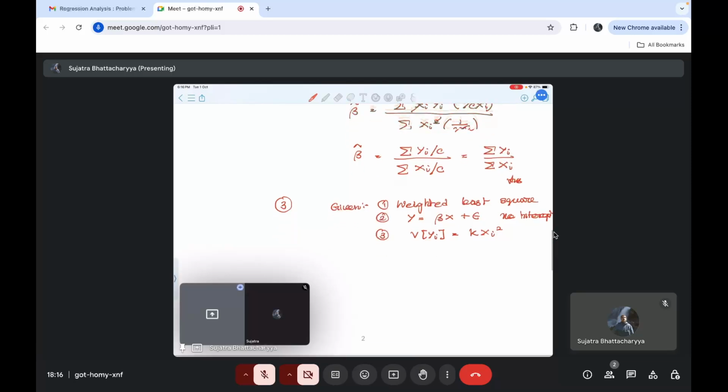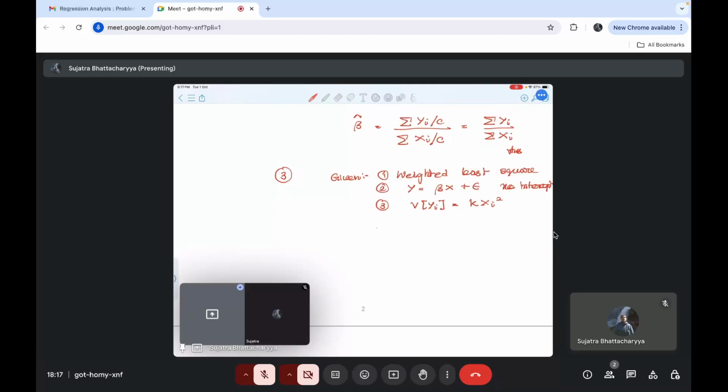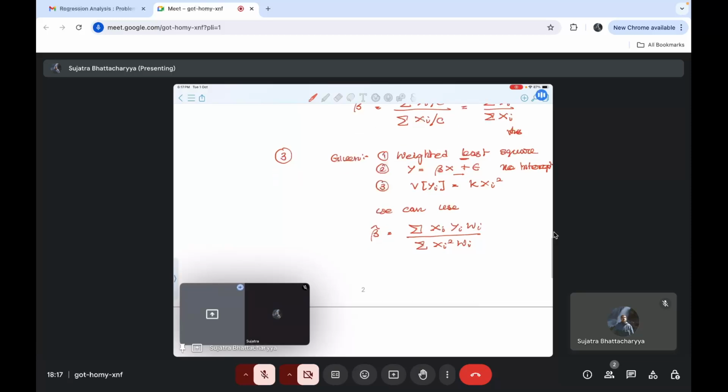So based on the first two, we can use beta hat, which is what we got from the first question, because that is also a no intercept model and we used the weighted least square technique. So we can use this: summation xi yi wi divided by summation xi square into wi. That's all. Now in the wi, we have to use the different variance because wi, as we have seen, is 1 upon variance of yi, right?